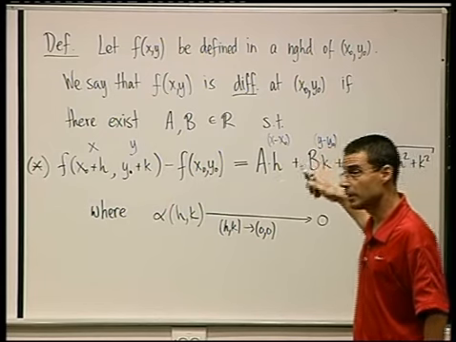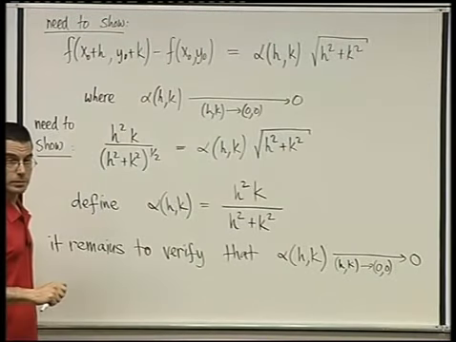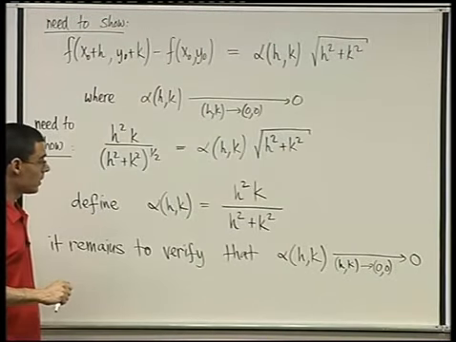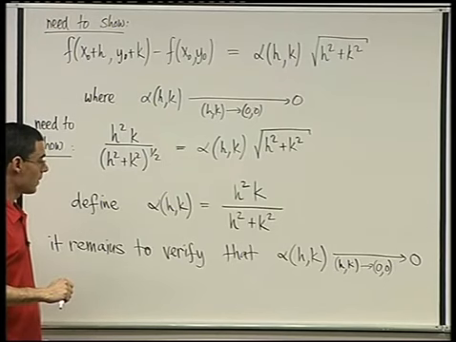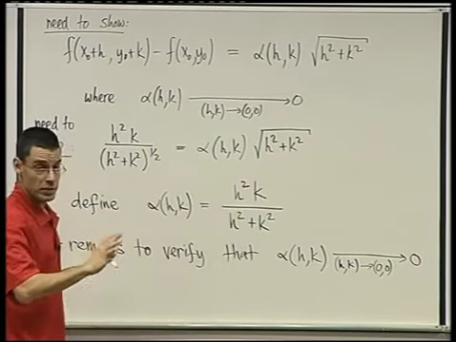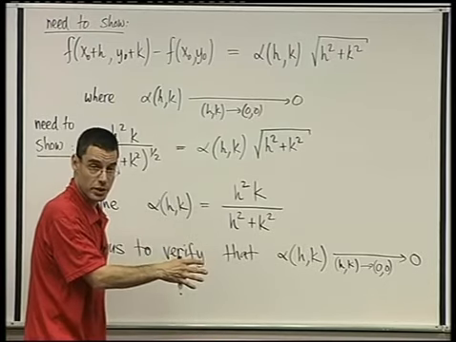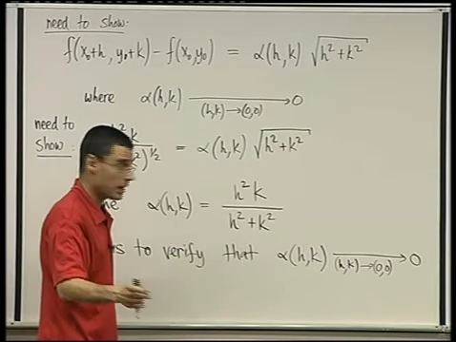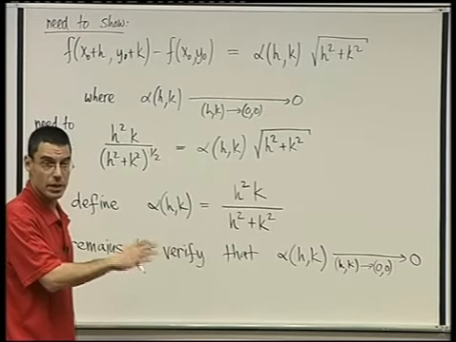Yes? Another way to prove that alpha tends to 0 could be to say that hk over h squared plus k squared is bounded, and then h tends to 0. Okay, there are various ways of proving limits. You can use sandwich theorem sort of arguments. Was that what you were hinting at? Yes, that's fine. Any way you have that works is good.